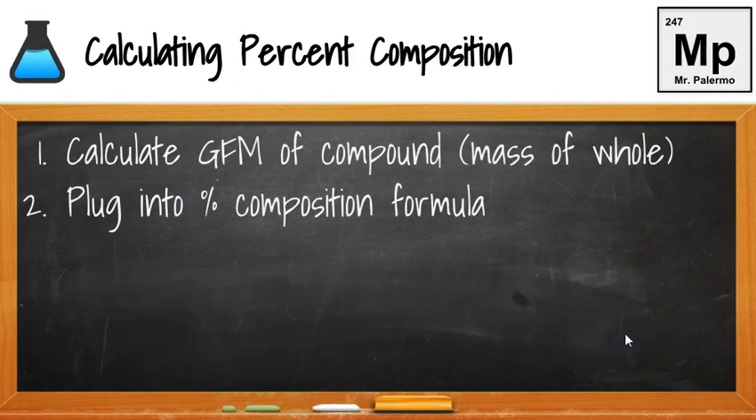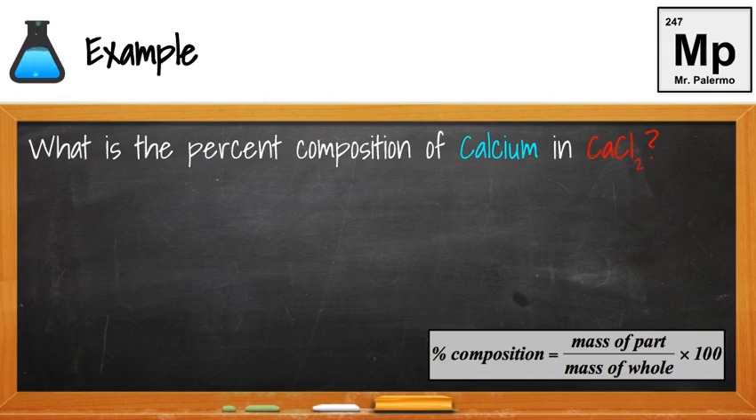So how do we calculate percent composition? Well, the first thing we do is we have to get the mass of the whole thing. And that's the gram formula mass that we learned how to do in one of our previous lessons. And then we're going to plug that into our formula and we're going to solve. So let's see an example.